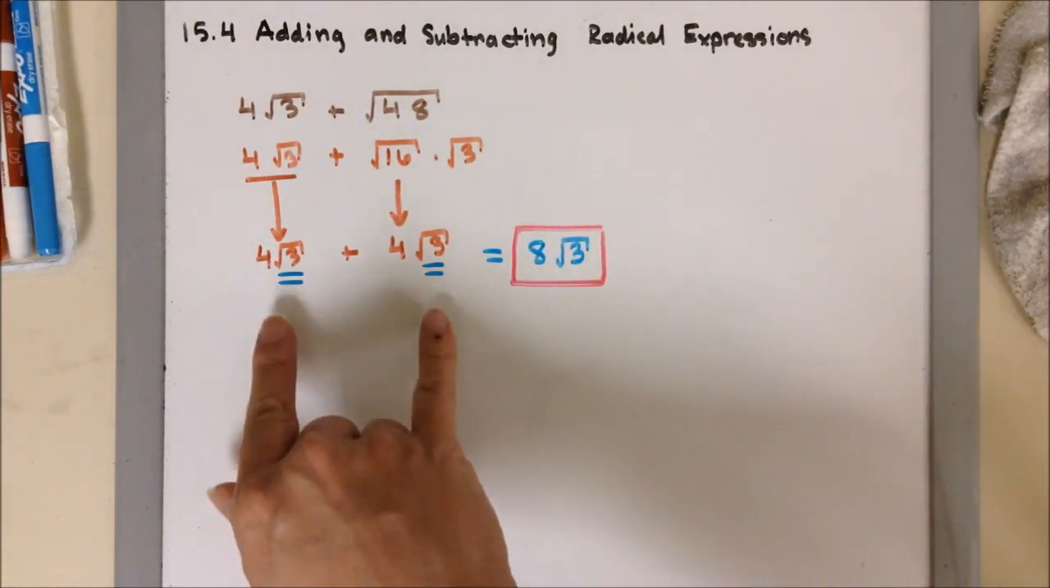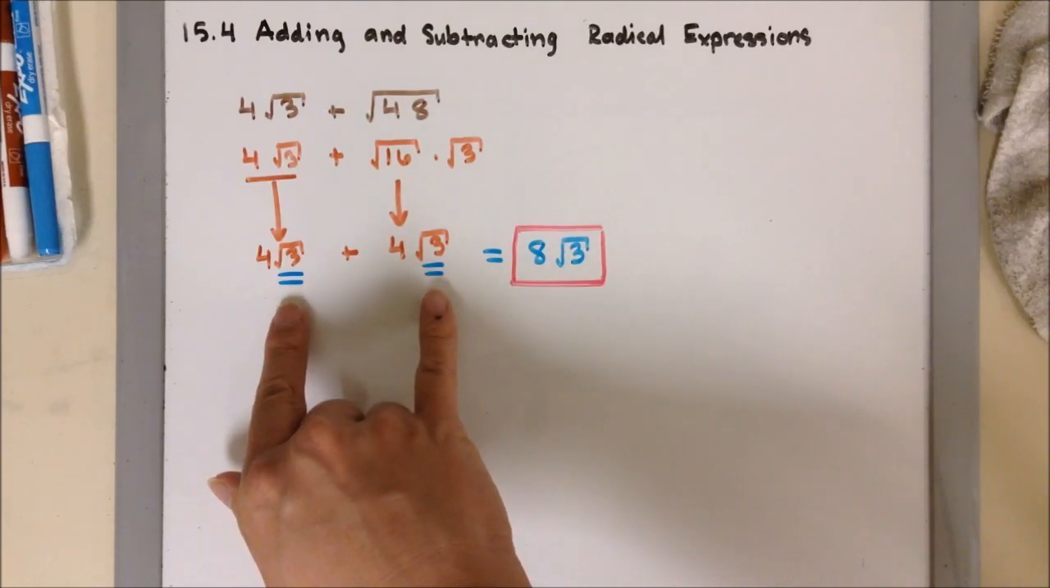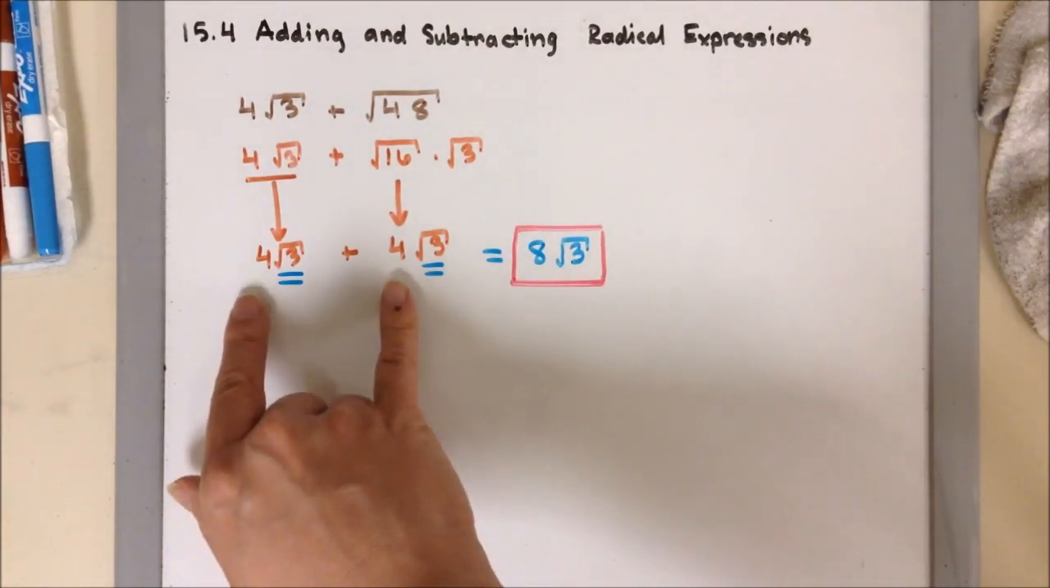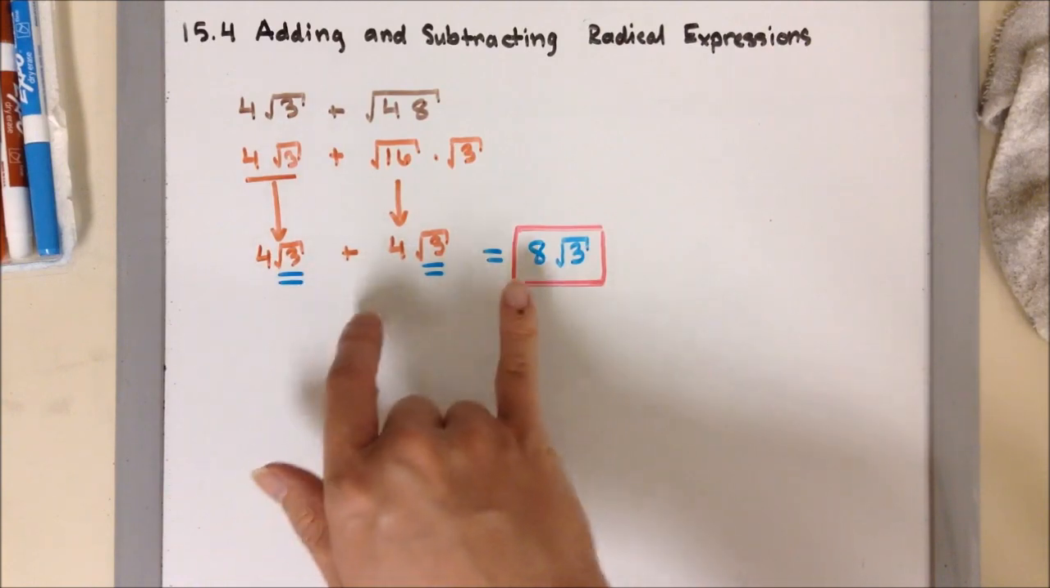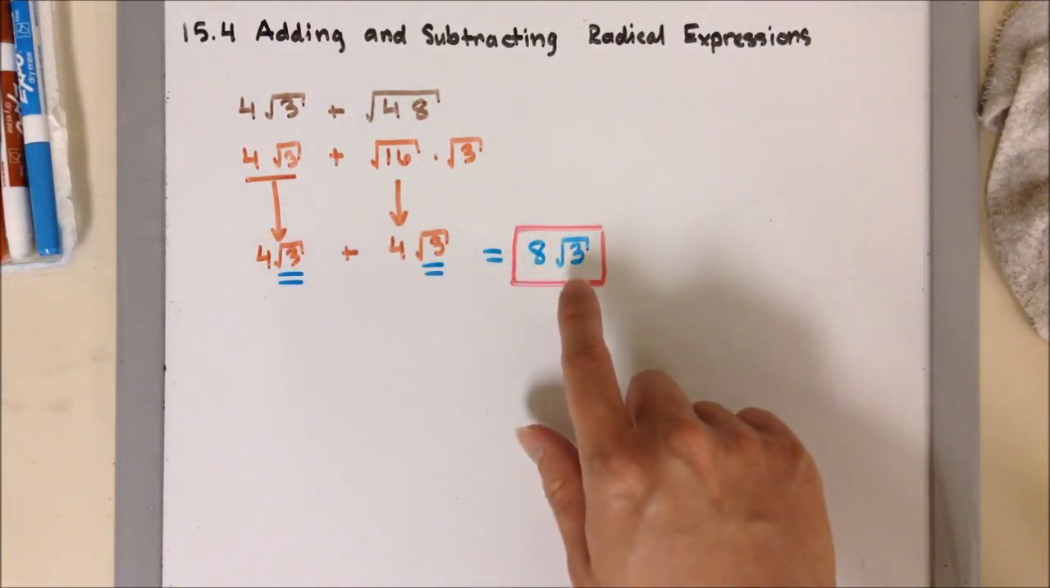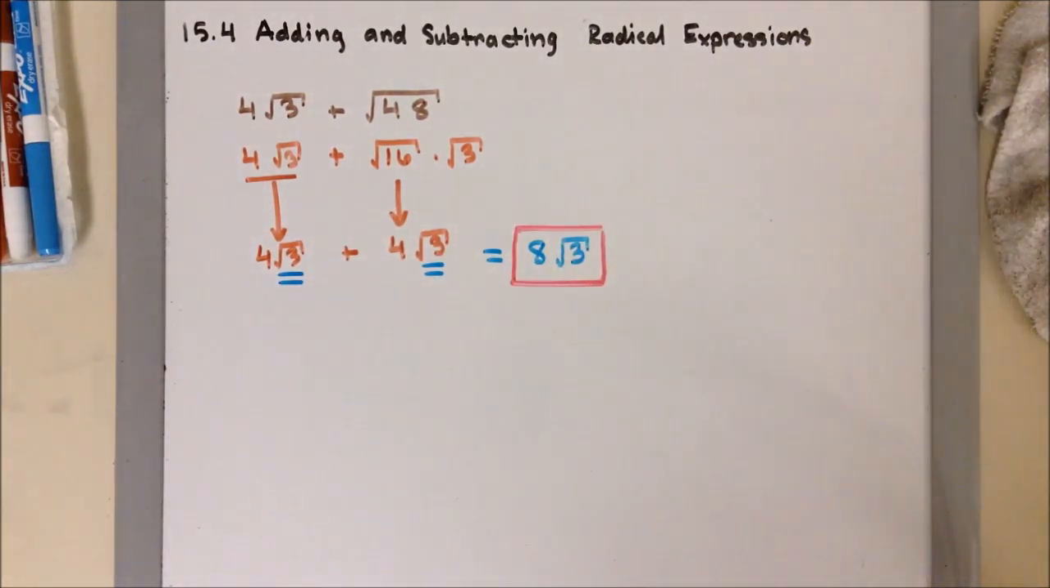Afterwards, I noticed that both of my radical expressions have square root of 3, so that means that I can add the outside numbers, 4 plus 4, which is 8, then carry the square root of 3. Hence, this is my final answer.